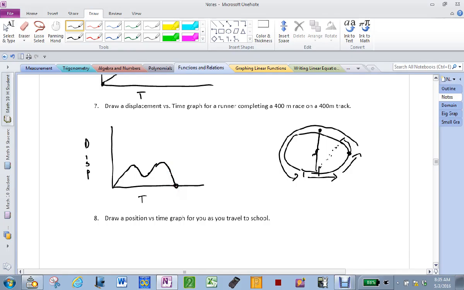Everybody understand? I bet that's the fewest people that drew it right. Does everybody see why?